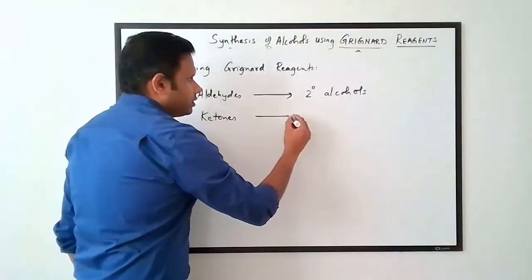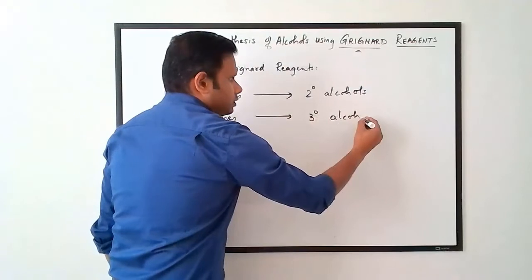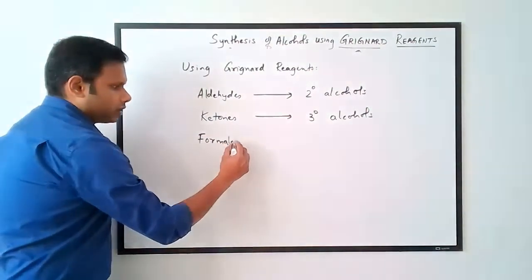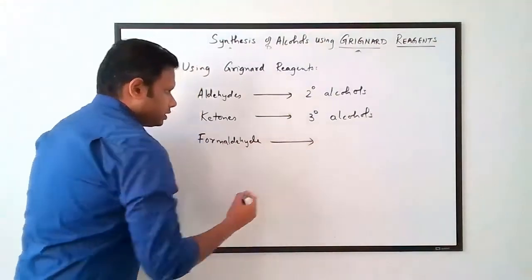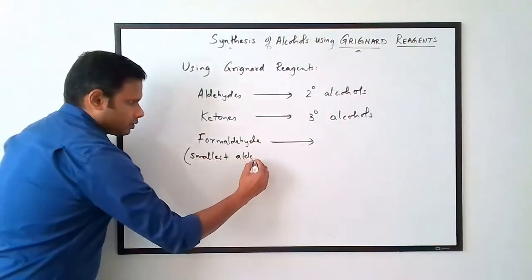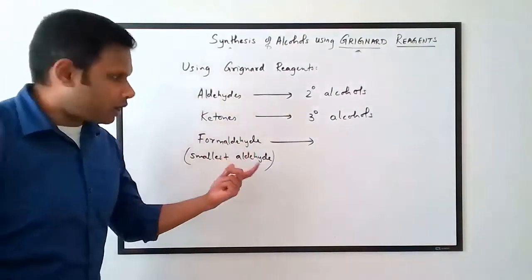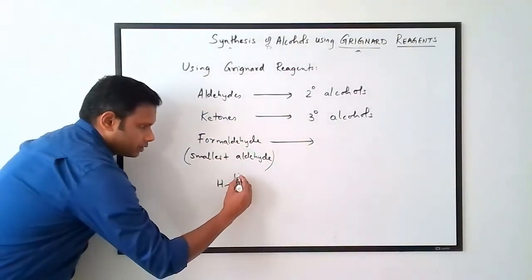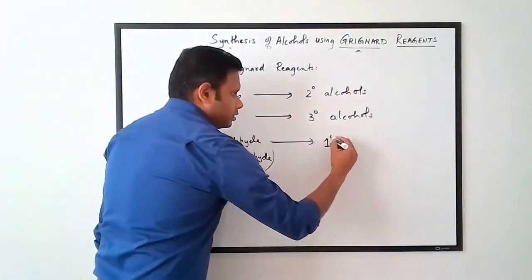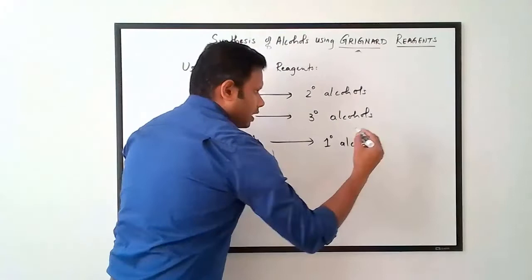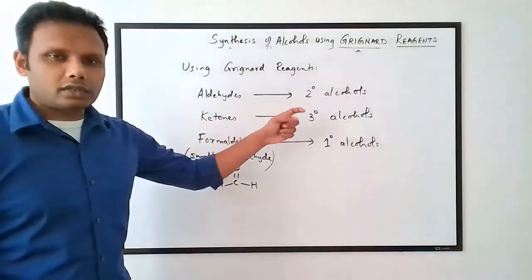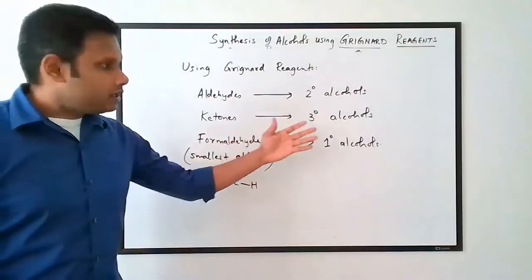Ketones can be converted into tertiary alcohols, and a specific aldehyde, formaldehyde, which is the smallest aldehyde possible. It's a 1-carbon aldehyde, formaldehyde. Okay. This aldehyde, formaldehyde, can be converted into primary alcohols. Okay. So aldehydes are converted into secondary alcohols, ketones are converted into tertiary alcohols, and formaldehyde is converted into primary alcohols.